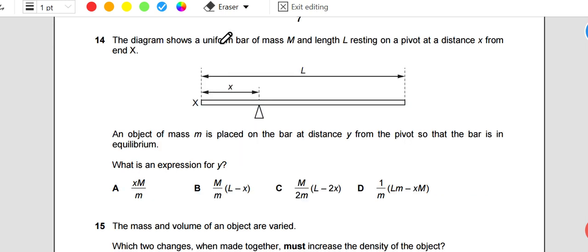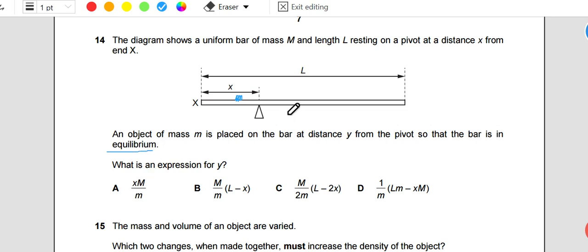The diagram shows a uniform bar of mass M and length L resting on a pivot at distance x from end X. An object of mass M is placed on the bar at distance y from the pivot, so the bar is in equilibrium. What is an expression for y? So the mass M should be placed here because the rest of the bar will be balanced by the right around the pivot. There is an equilibrium here.